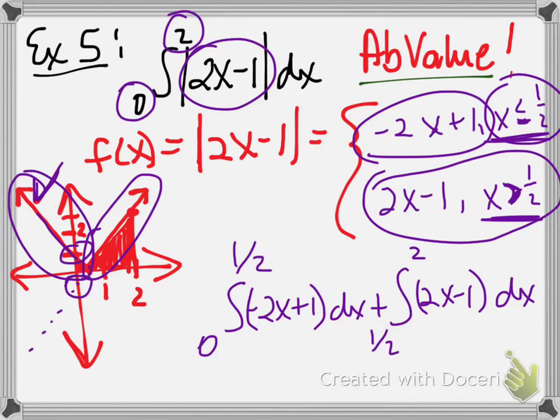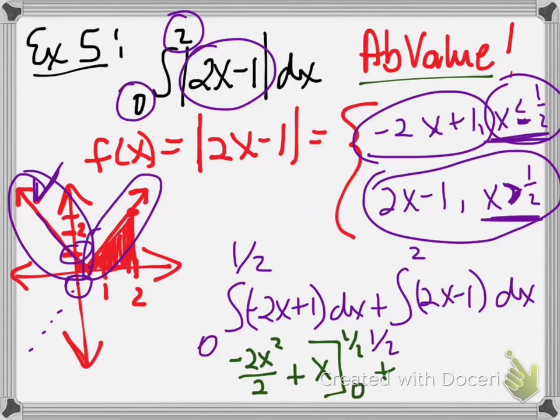And I'm going to integrate that as 2 separate things. I'm not going to go through all the steps. Some of it you're going to have to do a little bit on your own. But negative 2x squared over 2 plus 1 becomes x. This is going to be integrated from 0 to 1/2.